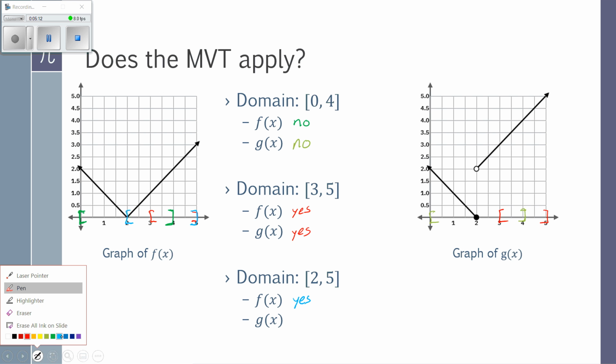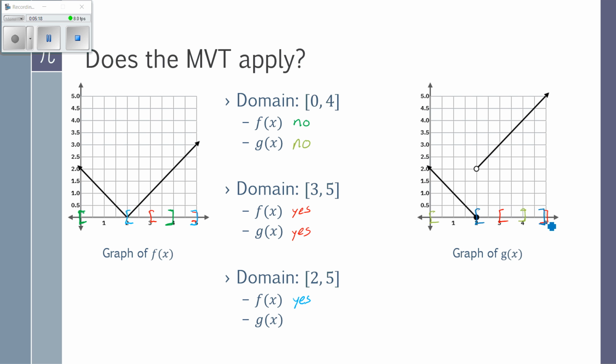And then if I look from 2 to 5, my function is actually not continuous. And this is different because for f, the fact the corner was at 2 was okay because differentiability is on an open interval. My discontinuity being at 2 is a problem for the MVT because my continuity has to be on the closed interval and include the endpoints. So this is not a continuous function from 2 to 5, so the MVT does not apply.